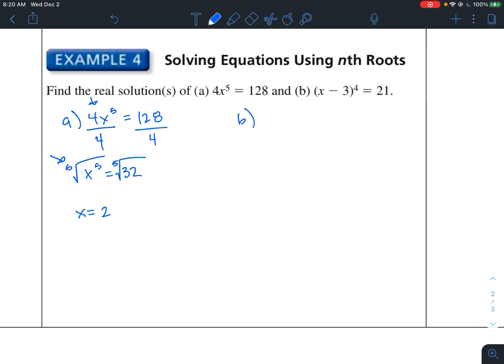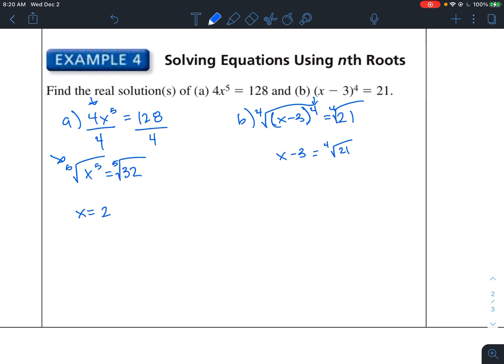For B, we have x minus 3 to the 4th equal to 21. Now notice here that x minus 3 is in parentheses, so I cannot add the 3. My first step would be to take the 4th root of both sides, because that will get rid of this exponent. So when I take the 4th root of both sides, I then get x minus 3 equal to the 4th root of 21.